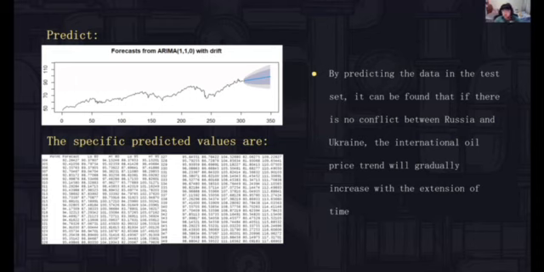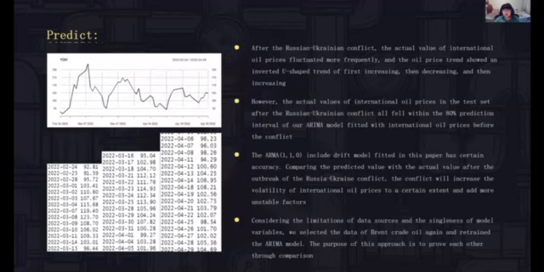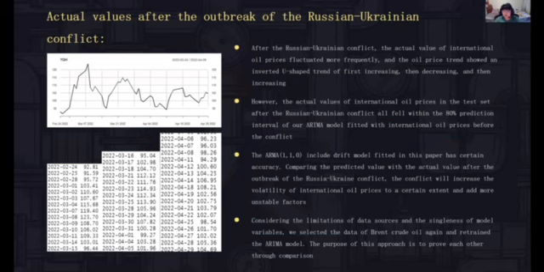While predicting the data in the test set, it can be found that if there is no conflict between Russia and Ukraine, the international oil price trend will gradually increase with the passage of time. And this is the actual value after the outbreak of the Russia and Ukraine conflict. After the conflict, the actual value of the international oil price fluctuates more frequently, and the oil price trend shows an inverted U shape: it first increases, then decreases, and then increases.